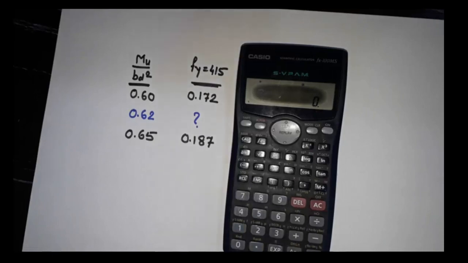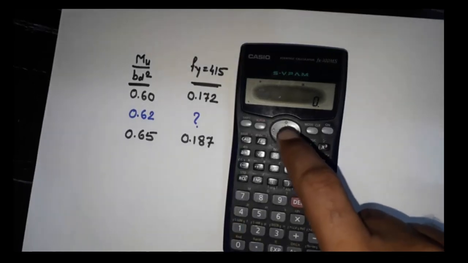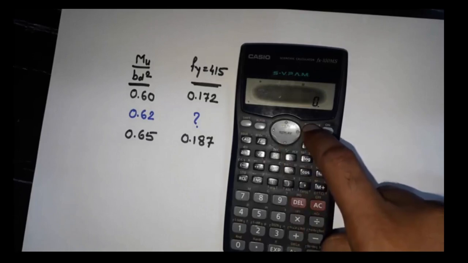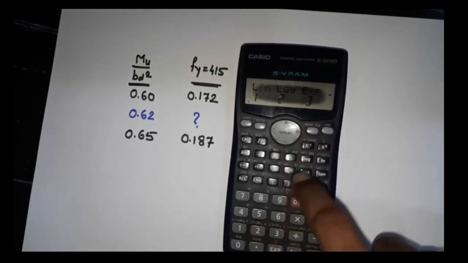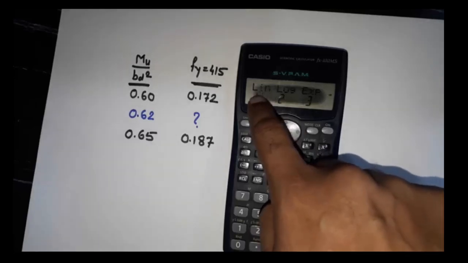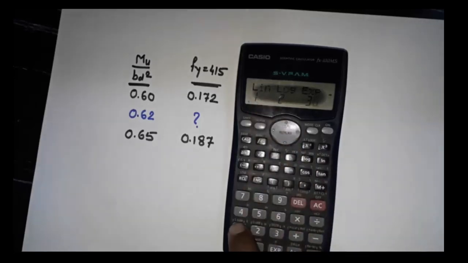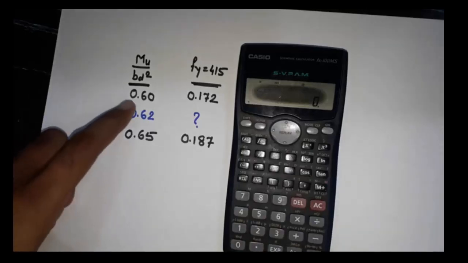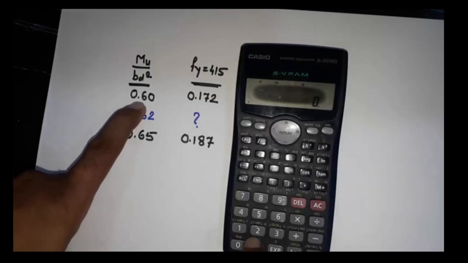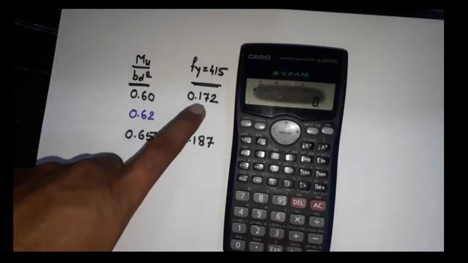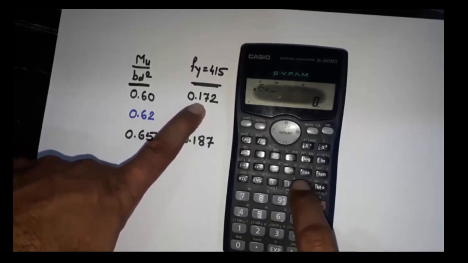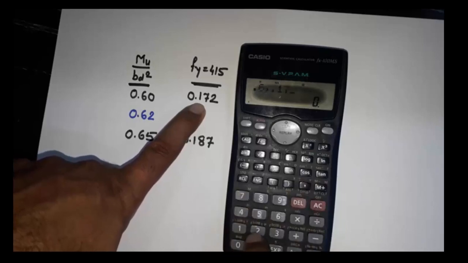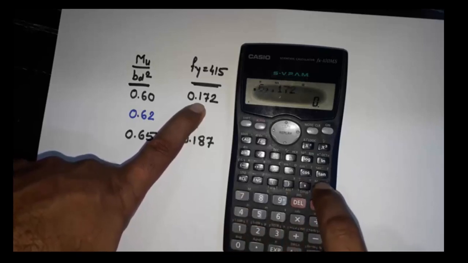First of all, we have to change our mode to the regression mode, that is 2, in which we are supposed to go for linear regression, that is 1. Now we are supposed to input our values. Here our value is 0.6 and the corresponding value is 0.172. Then press comma and 0.172. Go for memory plus.